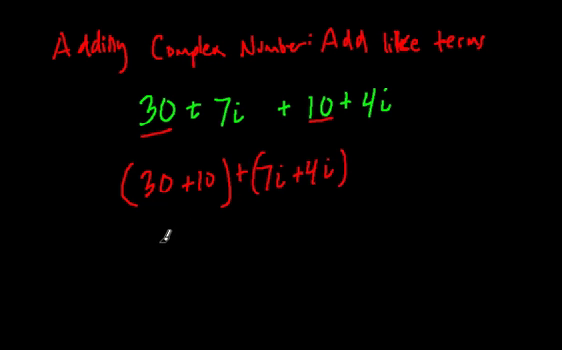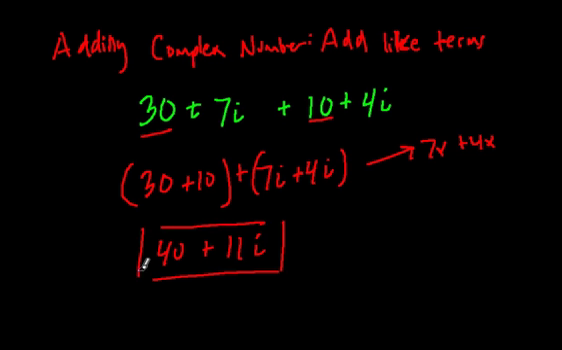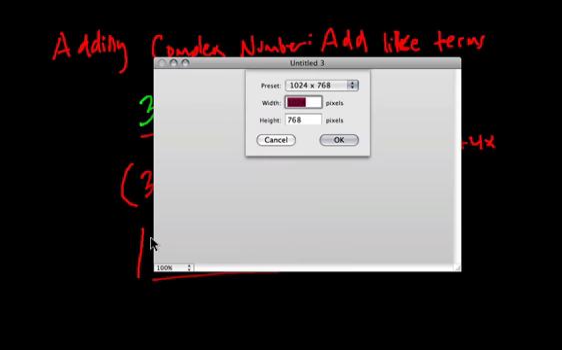So 30 plus 10 is 40, and then 7i plus 4i, think of this as just like 7x plus 4x. In both cases we have 7 i's, or 7 of something, plus 4 i's, or 4 of something, so we have 11 i's altogether. And you could write your answer just like that. Subtraction has a very similar idea to it.